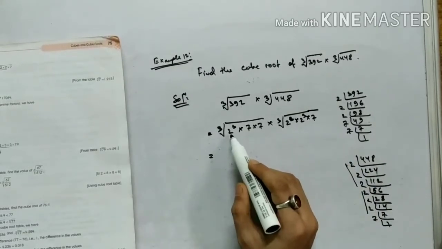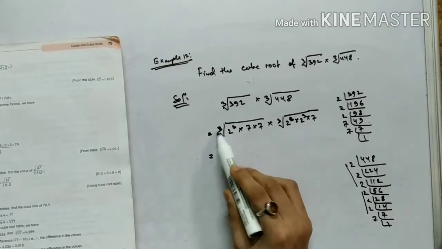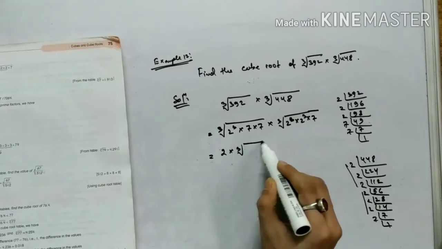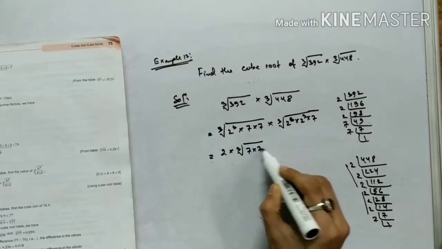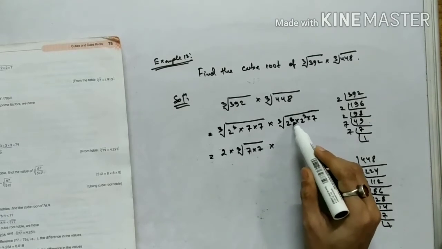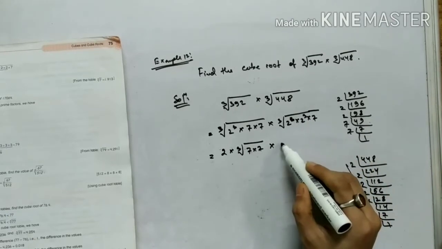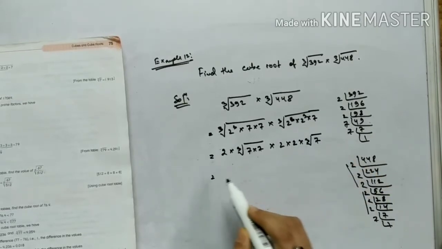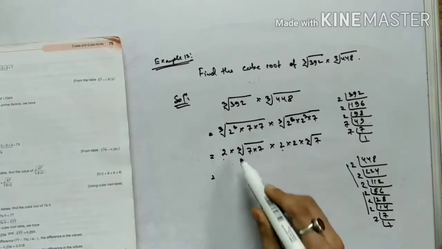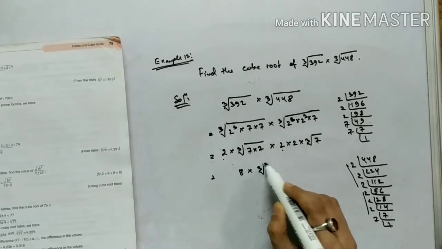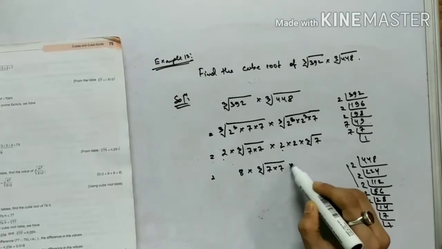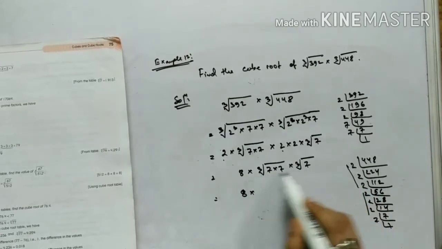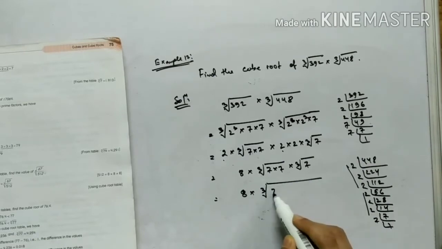So you see again, cube and cube root will cancel. So I will get 2 into cube root of 7 into 7, and again the cube and cube root cancel. So 2 into 2 into cube root of 7. 2 twos are 4, 4 twos are 8, 8 into cube root of 7 into 7 into 7.